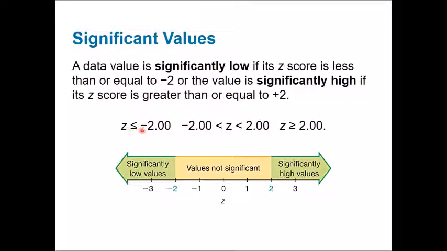If z is less than or equal to -2.0, then we have a significantly low value. If z is greater than or equal to 2.0, then we have a significantly high value. If z is between -2 and +2, then we just have an ordinary z value which is not significant. If you want a refresher on less than or equal to, or you're not familiar with -2 is less than z is less than 2, you can go to Canvas, the home page, and click on Resources.